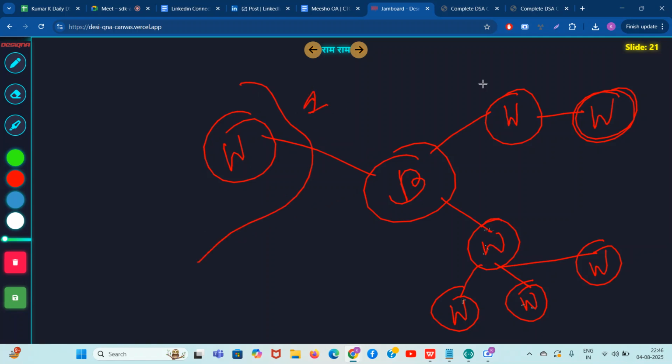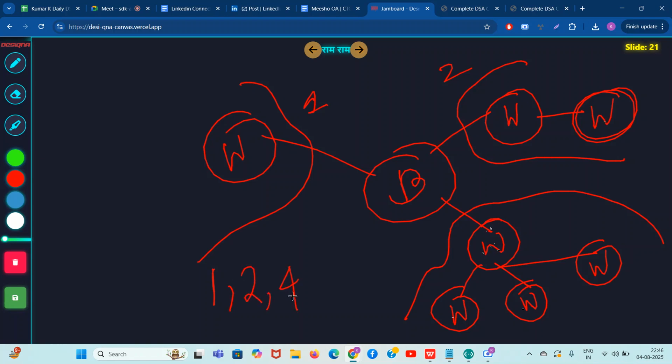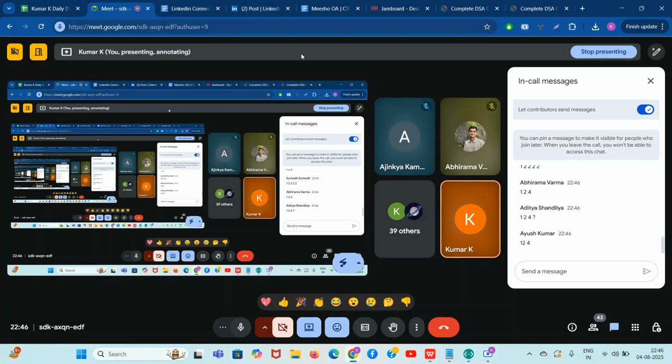This subtree 1. Guys, please tell me the subtree sizes. Make the array. Guys, fast. 2. 1, 2, 4, right? This is the array, right? Right, guys? Yeah, so someone is saying 1, 2, 2.